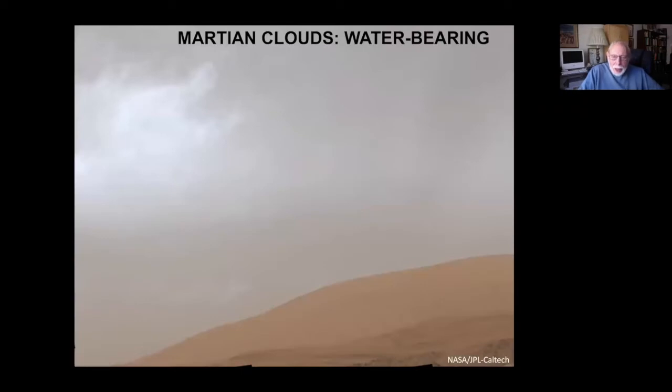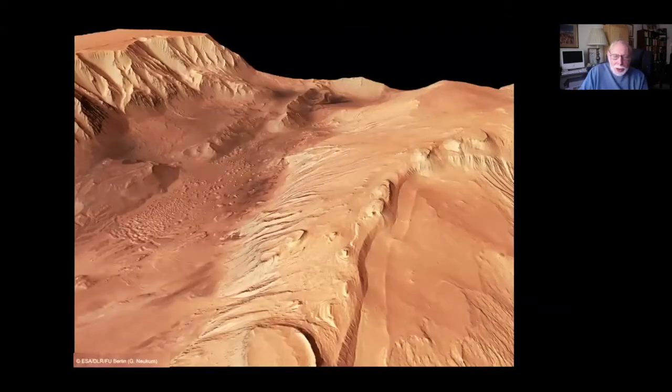Mars, the big question was, had Mars at one point had liquid water? And there are clouds that were thought possibly to be water-bearing. They are not, but there is ice on the poles of Mars, and the surface has given indications that water did exist in a liquid form.